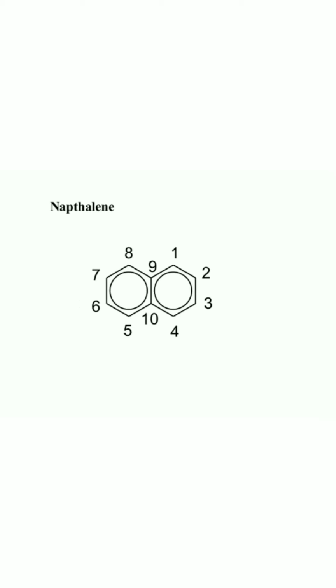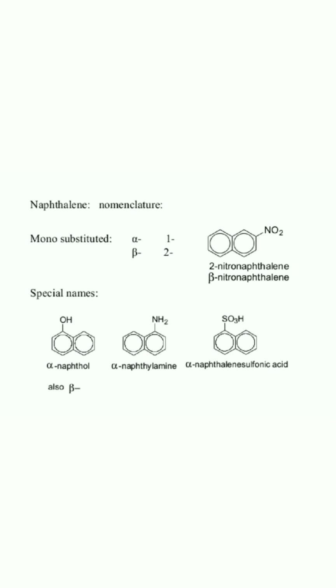For naphthalene naming, we start from 1, 2, 3, 4, 5, 6, 7, 8, 9, 10; 9 and 10 are the fused part. Now we see the nomenclature. If it is substituted at position 1, we consider it alpha, and if it is substituted at position 2, we consider it beta. Special names include alpha-naphthylamine at position 1 and alpha-naphthalene sulfonic acid.